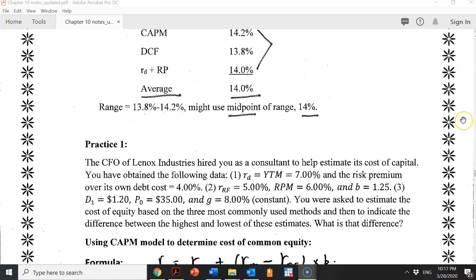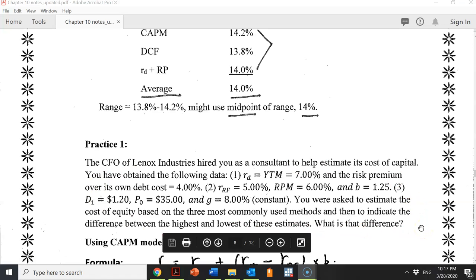Hi class, so I hope you finished working on the practice problem we left with from the last video, chapter 10, part 2. We have 3 groups of information from this question, so we can solve for cost of common equity by using the 3 commonly used methods and take the difference between the highest and lowest estimates.